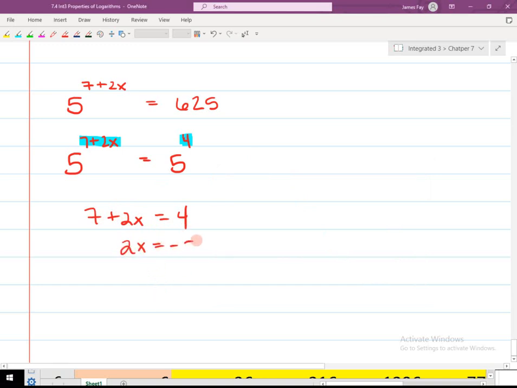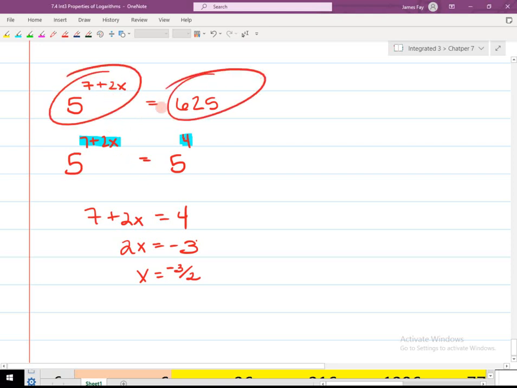I'll get 2x is equal to negative 3. X is negative 3 halves. And again, if you're ever worried, did I do everything right? Do I have the right answer? Plug it back in. Put negative 3 halves in up there for your x. So negative 3 halves times 2 is negative 3. What's 7 plus negative 3? Careful, 7 plus negative 3. 4. So when I plug negative 3 halves back in here, this goes to 5 to the 4th. Is that the same thing as 625? Yes, it is. So that's nice.